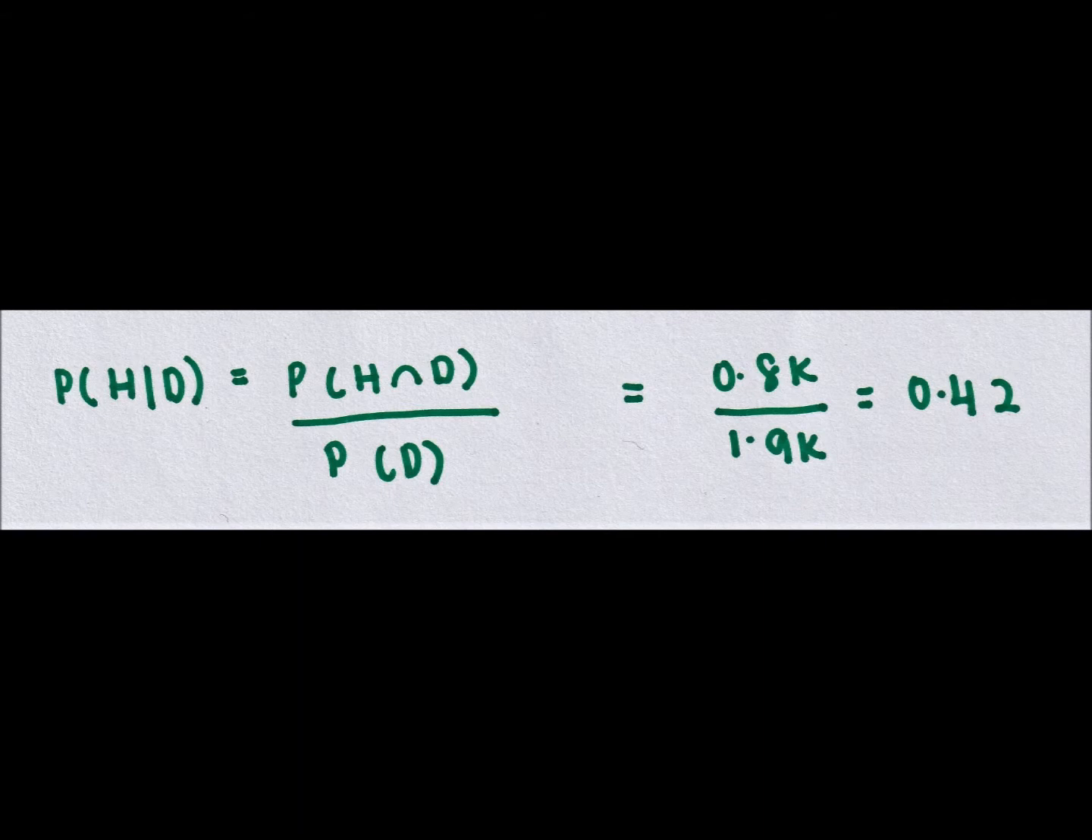Finally, we're going to calculate the probability that the participant who died was a heavy smoker: 0.8k divided by 1.9k, we get 0.42. You don't have to worry about the k, because when we cancel out the k, we get 1. So 0.8 divided by 1.9 times 1, we get 0.42. So that's the final answer.